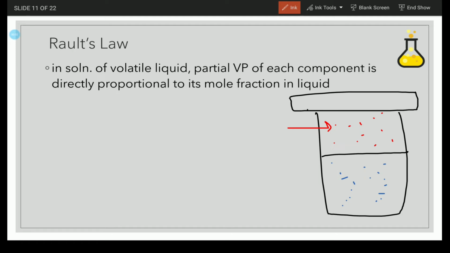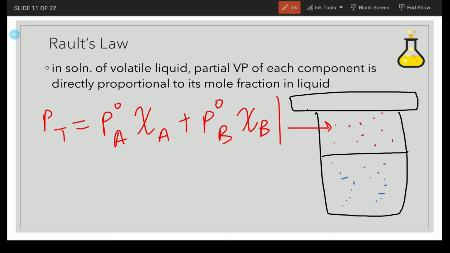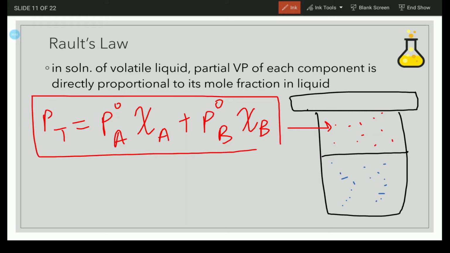The pressure of these volatile liquids that have evaporated is given by this equation. That is, Pt, or the total pressure, is equal to P naught A, or the standard pressure of gas A, into mole fraction of A, that is chi A, plus P naught B into chi B. This simple equation is extensively used in the questions related to this chapter.